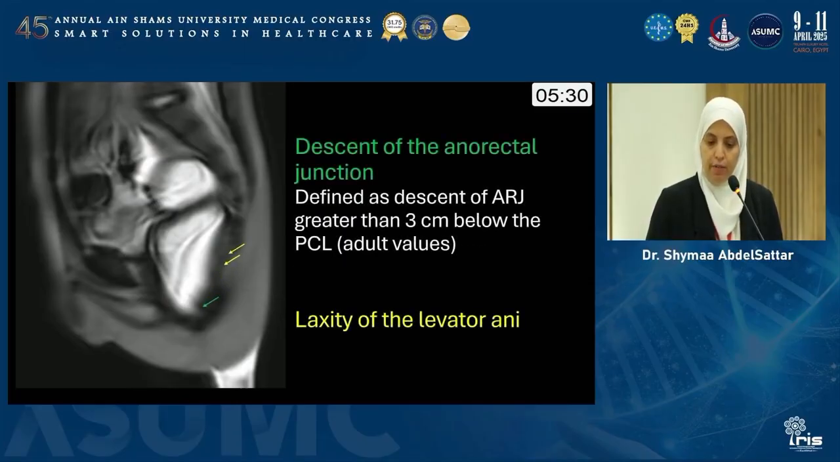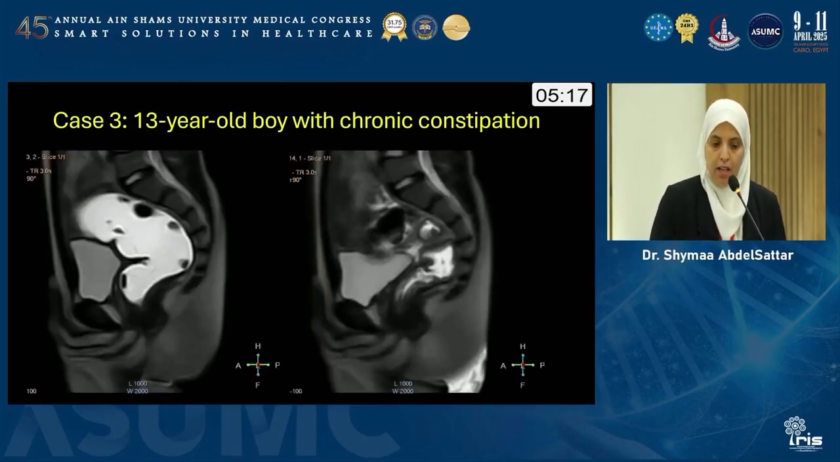Also, there is a pelvic floor descent of the anorectal junction, defined as descent of the anorectal junction greater than 3 centimeters below the BC line. Also, there is laxity of the levator ani demarcated by vertical orientation of the levator plate. Another case is a 13-year-old boy with chronic constipation.